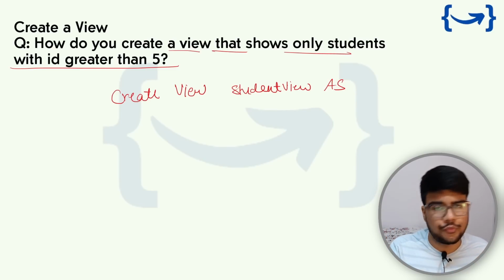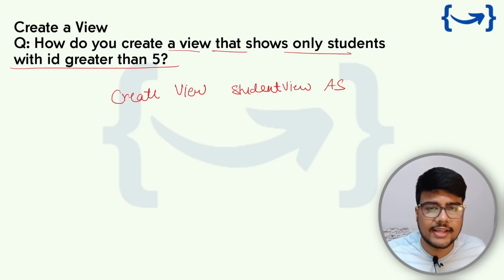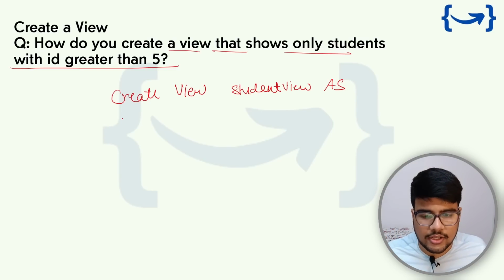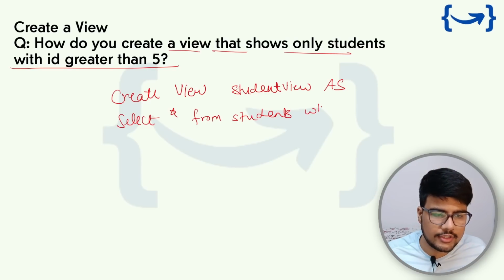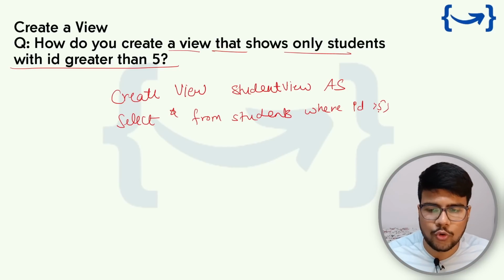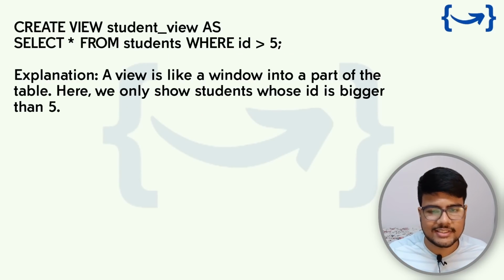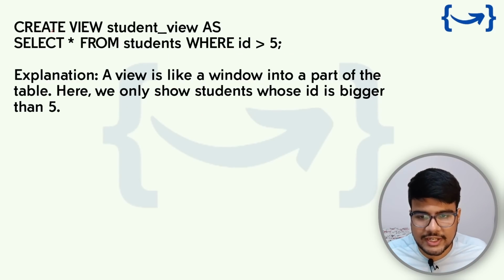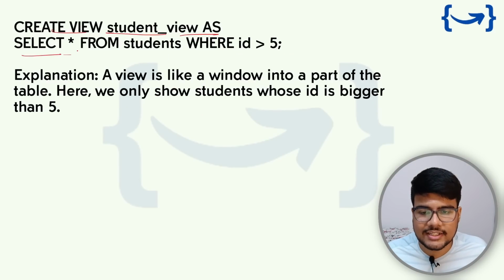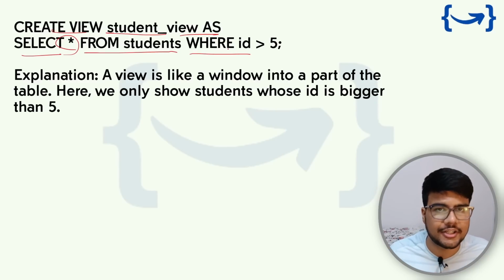So CREATE VIEW name, on what basis? AS, and this basis I will write. So SELECT what I need to do, only students with ID greater than 5. So SELECT star FROM the students table WHERE the ID is greater than 5. This is the respective query for this question, and I guess we are right. So: CREATE VIEW student_view AS SELECT * FROM students WHERE ID > 5.